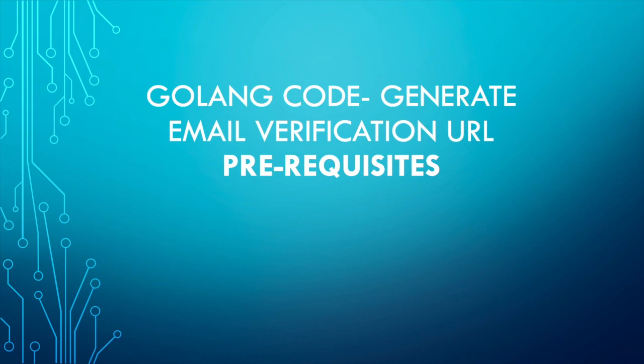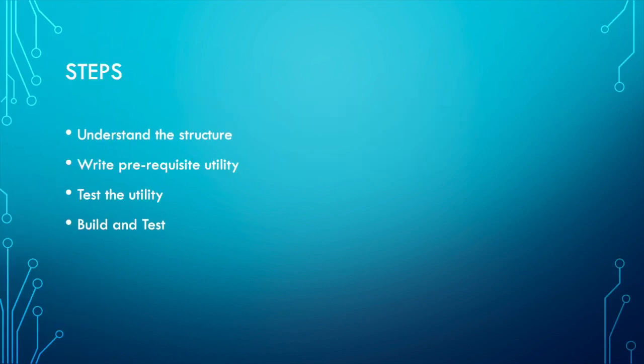To cater to this kind of problem, in today's video, the first thing we'll be doing is understanding the structure, that is, how the whole process is done. In the second step, we'll be writing some prerequisites, which is the utility we need to generate that URL. In the third, we'll be testing that utility. In the fourth, we'll be building.